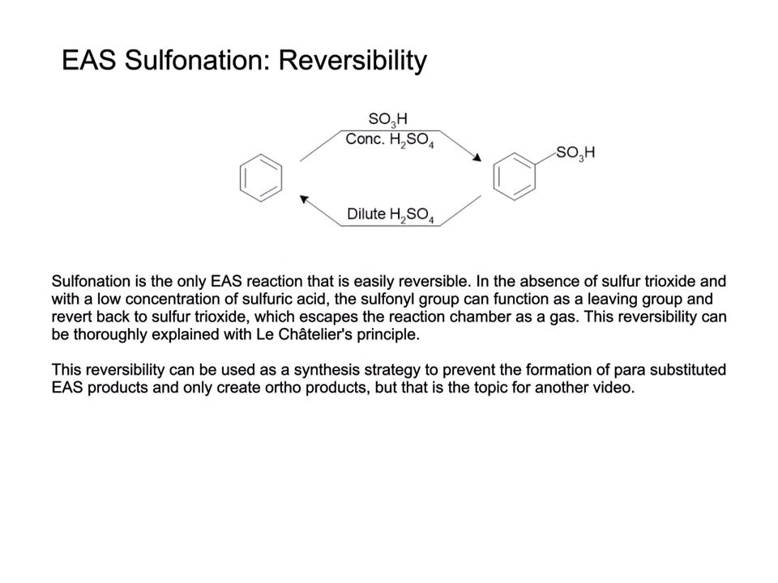There is one more thing to note about sulfonation, and that is that it's the only EAS reaction that is easily reversible. In the absence of SO3, and with a low concentration of H2SO4, the SO3H that we added onto the benzene can function as a leaving group and then revert back to SO3, which will then escape the reaction chamber as a gas. This reversibility can be thoroughly explained with Le Chatelier's principle. This feature of sulfonation can be used as a synthesis strategy to prevent the formation of para-substituted EAS products and only create ortho products, but that is a topic for another video.